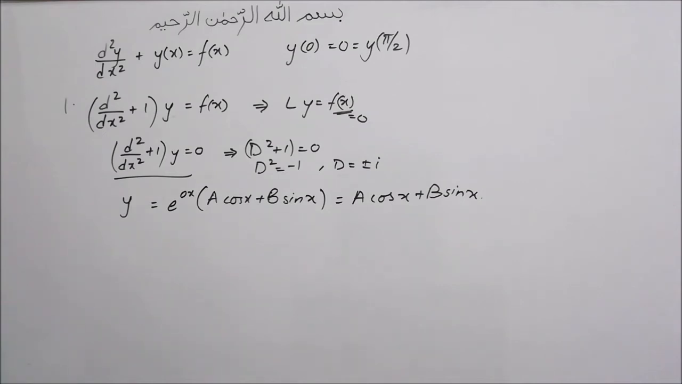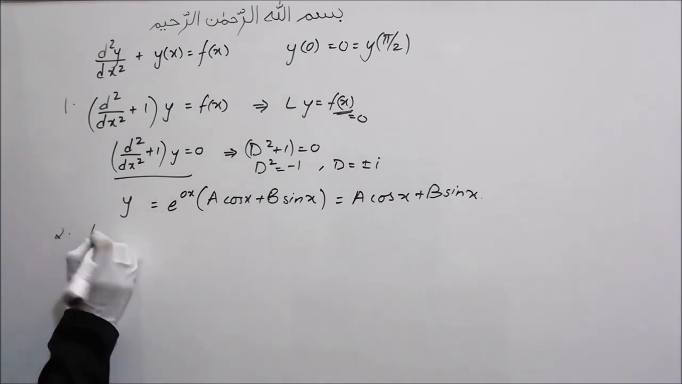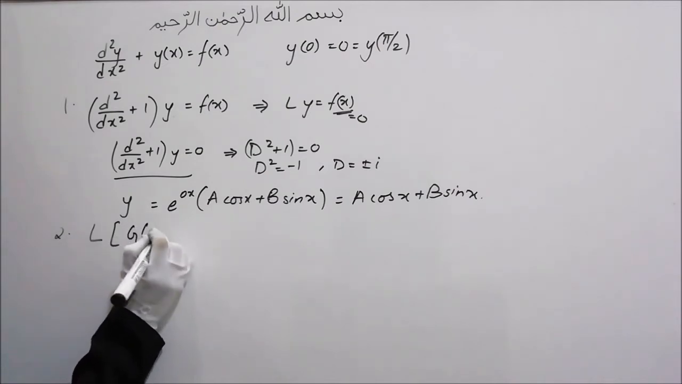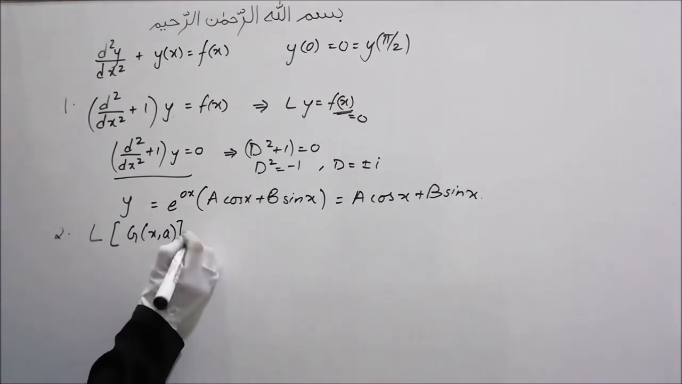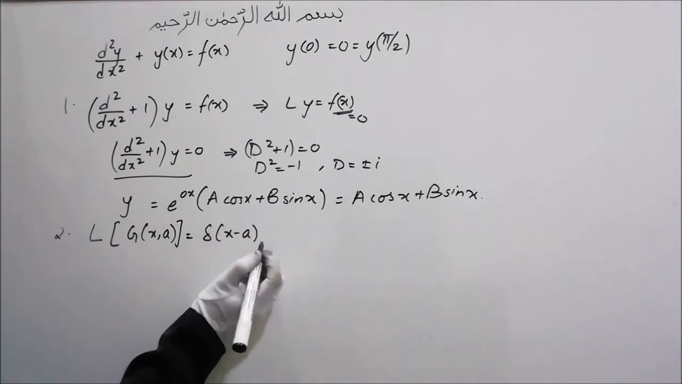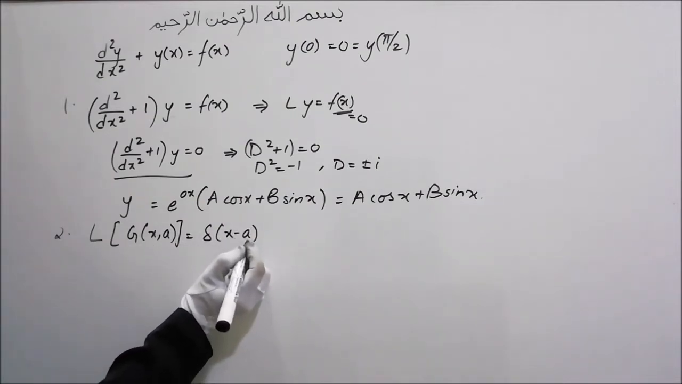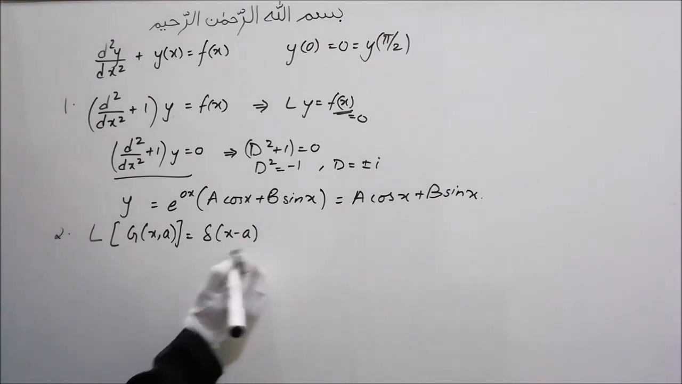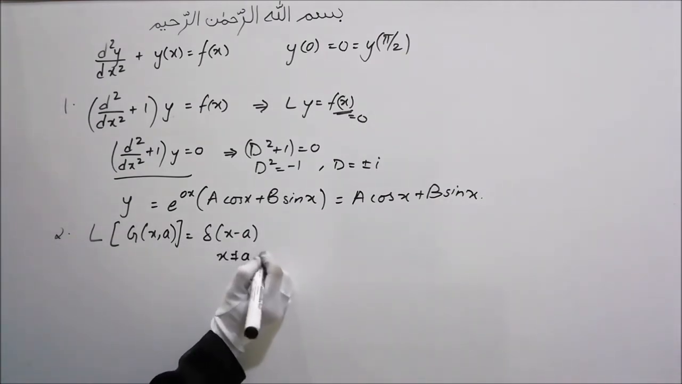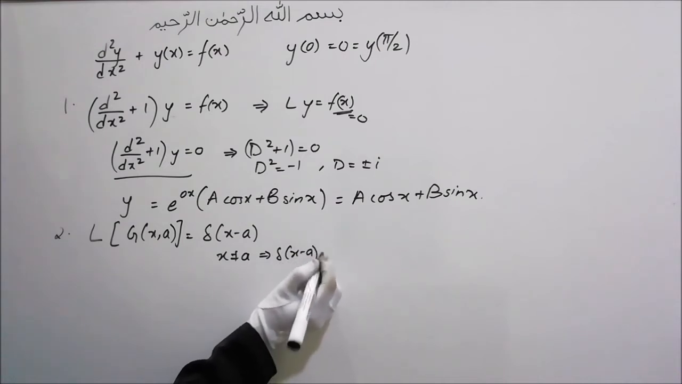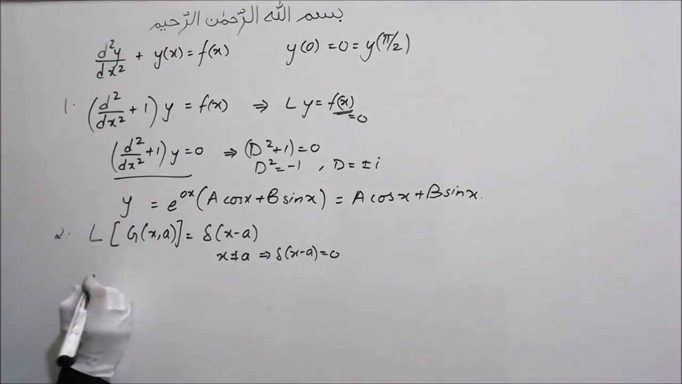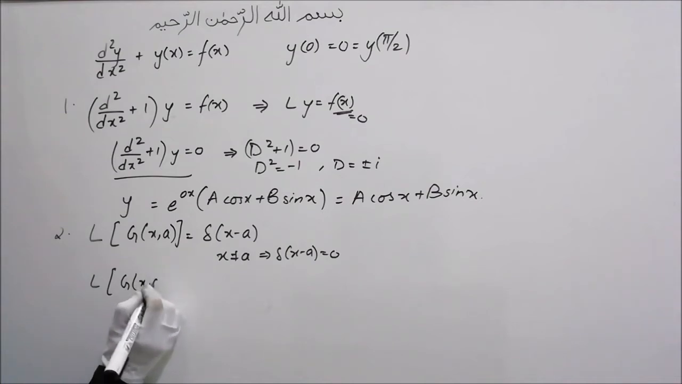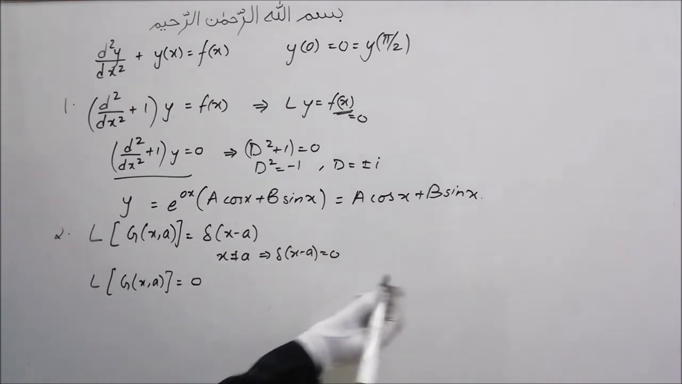Now the second step is to find the Green's function. For this, we are going to consider the second equation which we saw just before: L g of x comma a will be equal to delta of x minus a. Now we know when x is not equal to a, then this Dirac delta function will be equal to 0. So when x is not equal to a, we will have L of g of x comma a equal to 0.